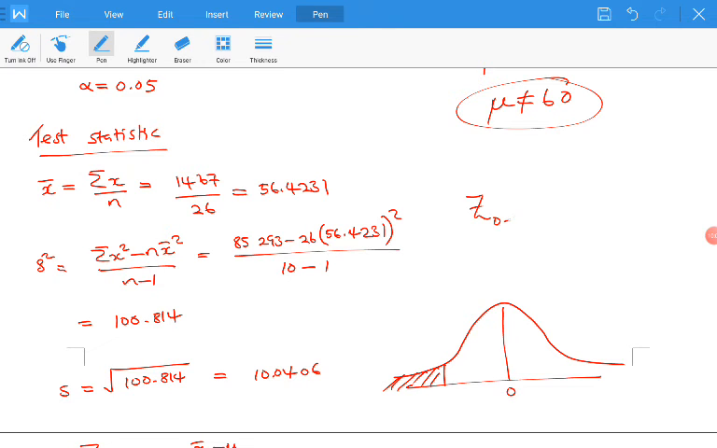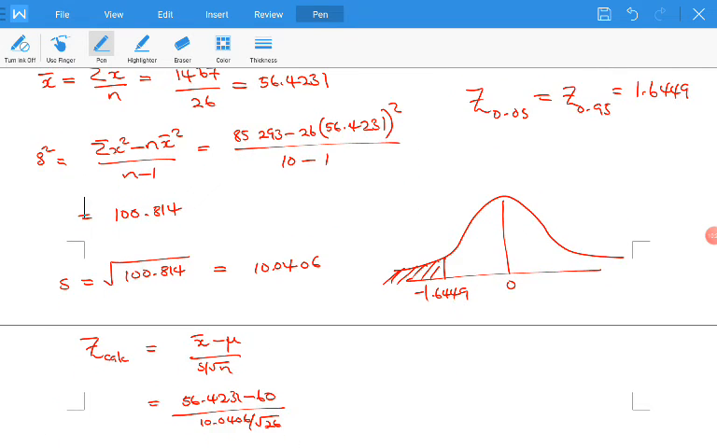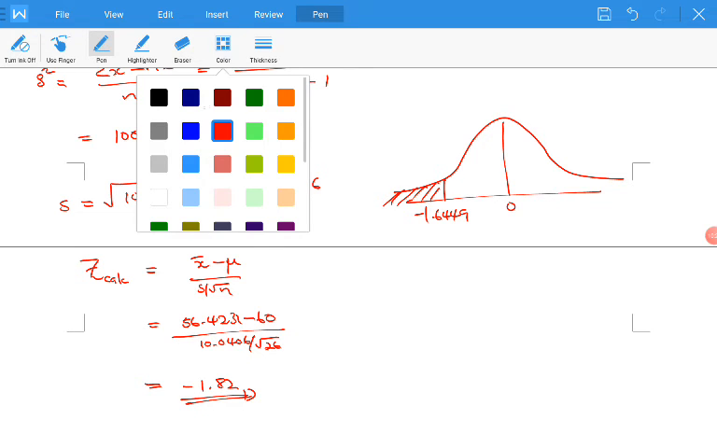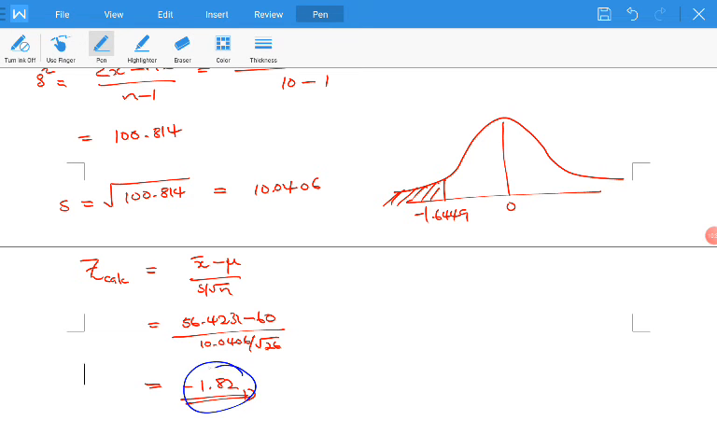So Z at 0.05 is equal to Z at 0.95, which is equal to 1.6449. So here we have negative 1.6449. So if we take our test statistic here, let's use a different color for it. If you put this test statistic on this graph, we will notice that it will fall on the left side of our critical value, and hence it will fall into the rejection region.